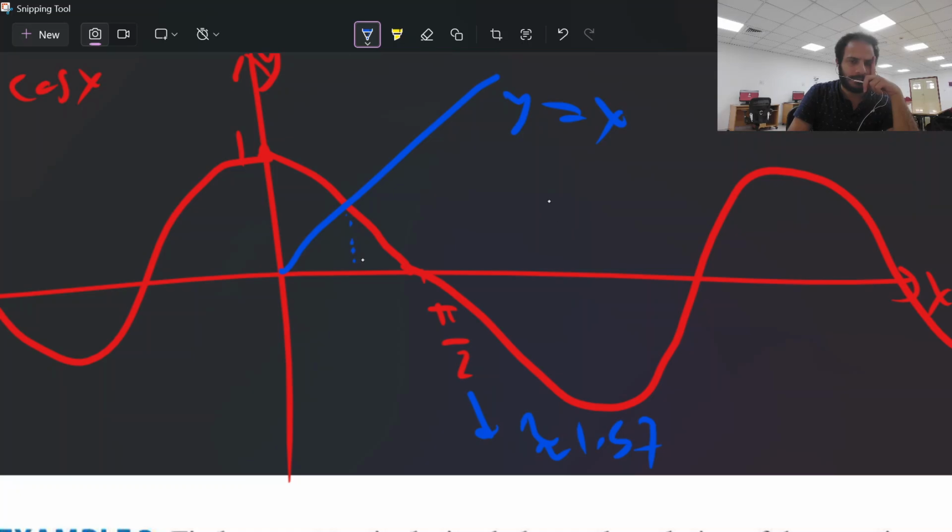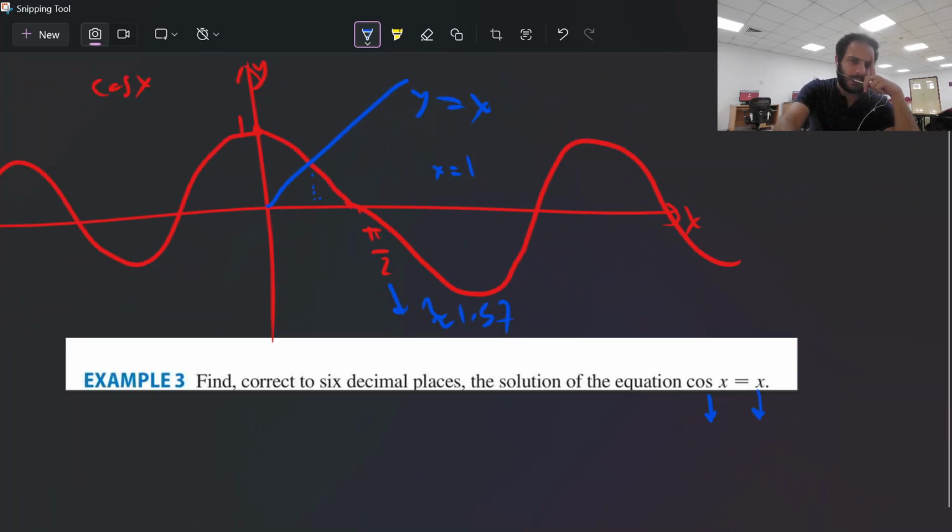For example, x equals 1. X equals 1 is close, right? Because 1 is less than 1.57, right? Yeah, maybe. It will be something between 0 and 1.57. So here nearly 1 is good. 1 or a little bit less than 1. So if I choose x1 equals 1, it's good, right? This is one way to estimate x1.